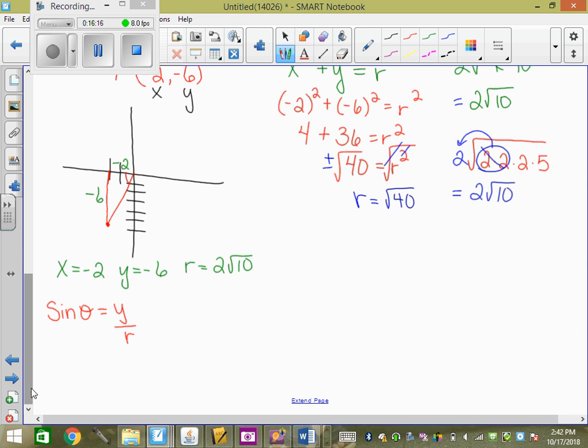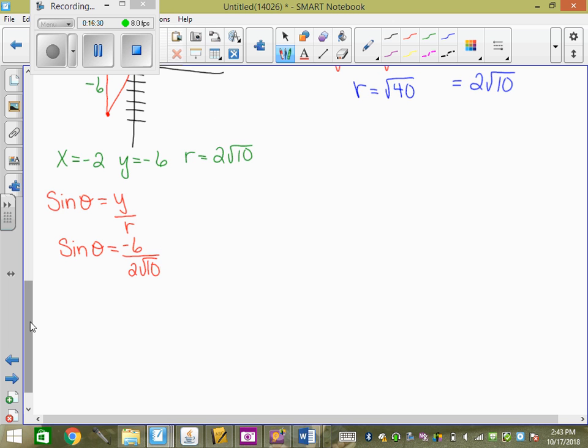So sine theta is going to be equal to y, which is -6, over r, which is 2 root 10. What's my issue? From grade 10, or grade 11, sorry. Yeah. Can't have a radical in the denominator, so we have to rationalize the denominator.